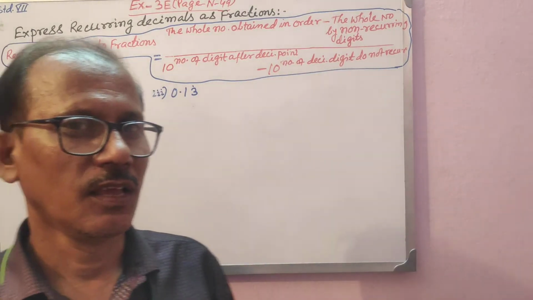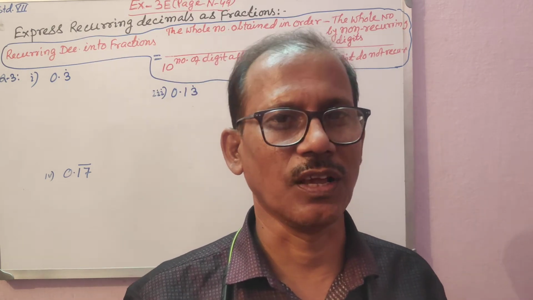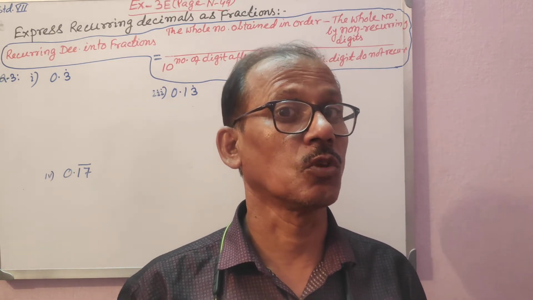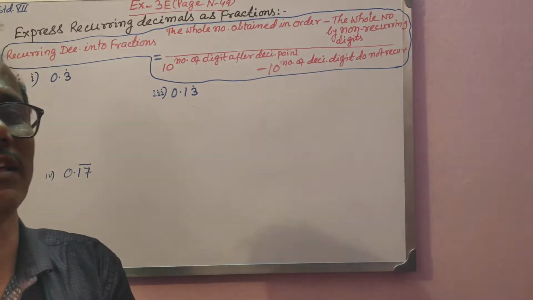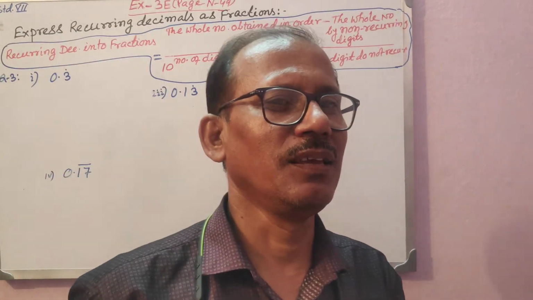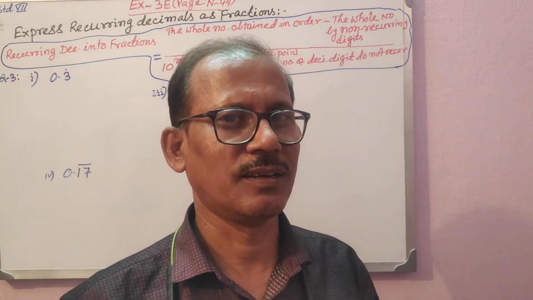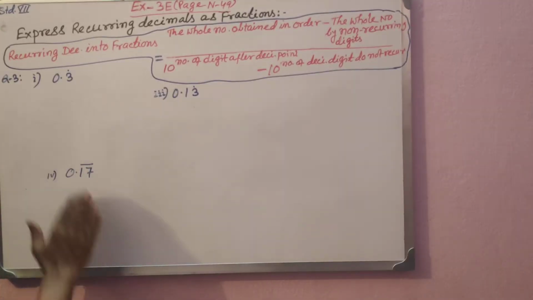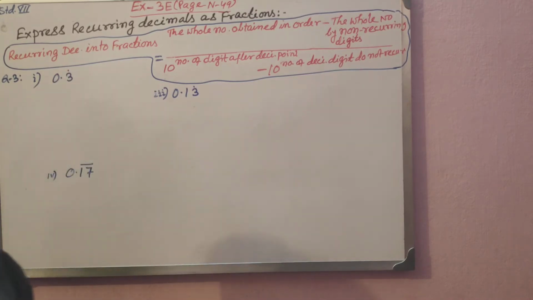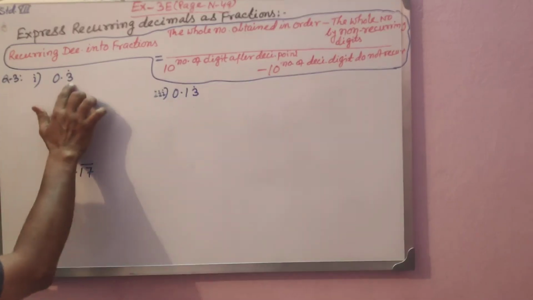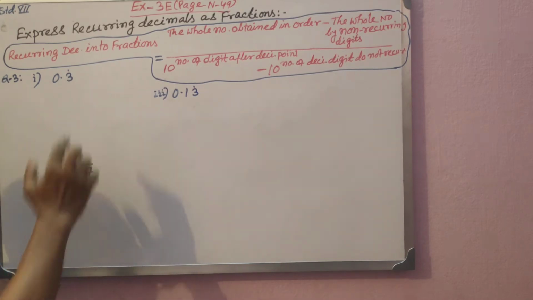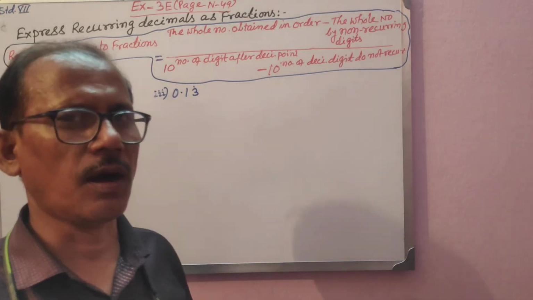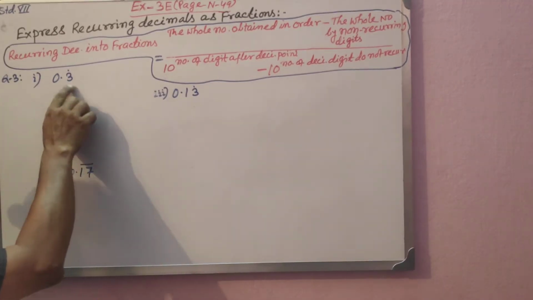The formula will really sound very difficult to you, but when you put it into implementation to solve the sums, things will be very easy and you will understand and you will like it. Definitely you will give me that comment, sir, it's a good formula. Okay, let us see what the formula is. The whole number obtained in order, arranging the digits. Here the whole number obtained will be 3. 03 means 3, without any decimal point, without any recurring dot or bar. But of course 03 means 3.